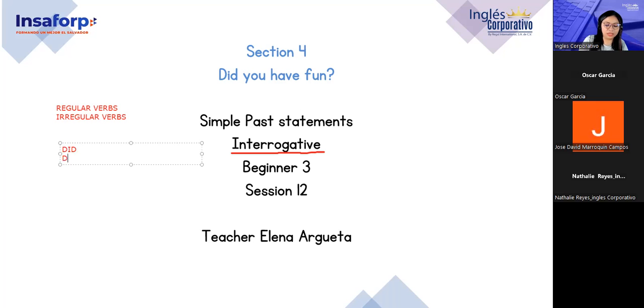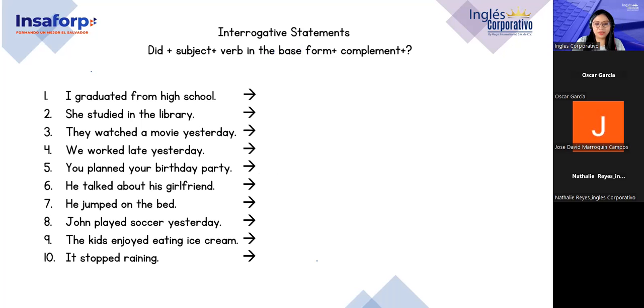Did is for questions, and we said that to express negative statements we are going to have didn't. That is the short form for did not. Así quedaría. Bien. El mismo vamos a ocupar entonces para las interrogativas. The same auxiliary verb. And look what we have. If you remember, yesterday we were practicing with these 10 statements. Los mismos de ayer.